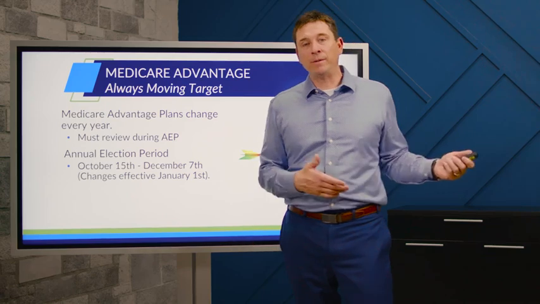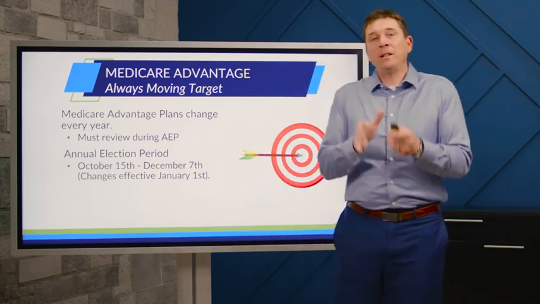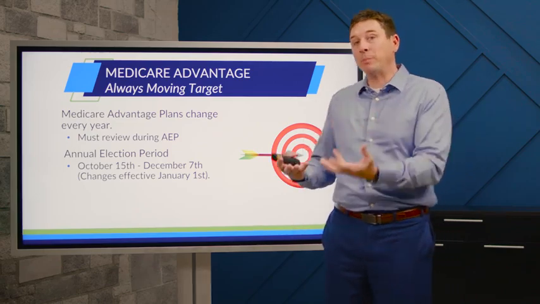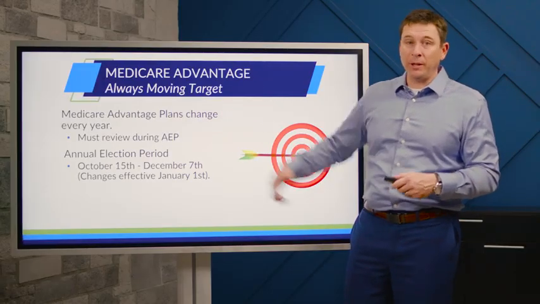So there's the annual enrollment period, which is in the fall each year, October 15th through December 7th. In this annual enrollment period, we're going to want to have a conversation about your plan to make sure it's still the right fit for you in the coming year, or is there a different plan that may be a better option because of changes that have been made. So they are moving targets. It's really important to have a dialogue and look at which route you should take each given year.